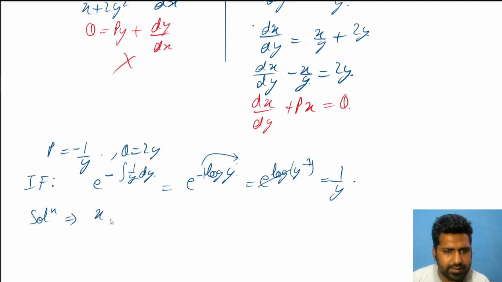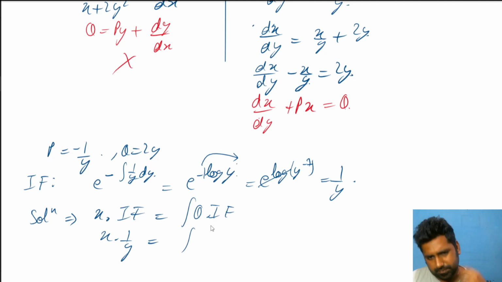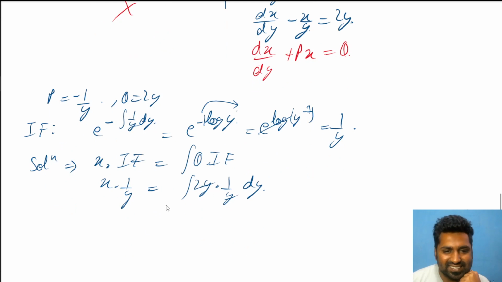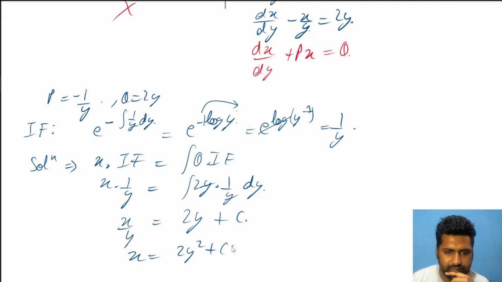Now let's calculate the solution. The solution is in the form x into IF is equal to integration of q into IF. So x into 1 by y is equal to integration of q into IF. What is q? 2y into 1 by y. Oh my god, they cancel. All we have to do is integrate 2. What is the integration of 2? This time 2y, plus c of course, and take this y on the other side, you get x is equal to 2y square plus cy. That's the solution.